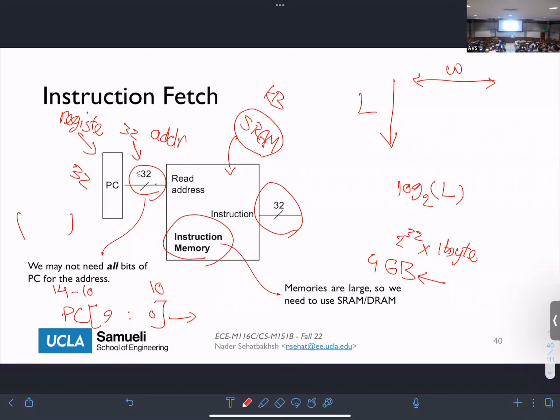Say louder. So the question is, is instruction memory a cache? For now, just forget about the term cache. Once we get back to the memory hierarchy, I will talk about it. But for now, assume that your instruction memory is an SRAM, which is typically in the order of a few kilobytes.